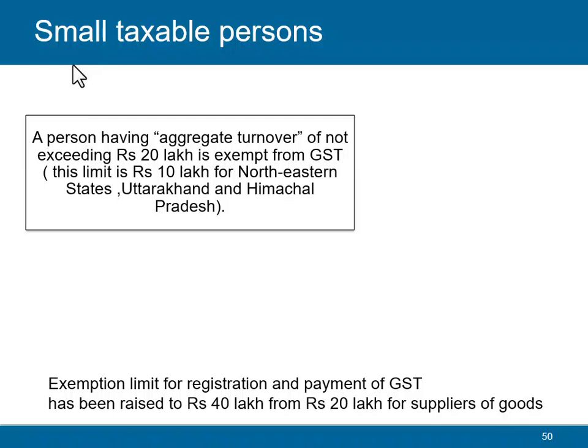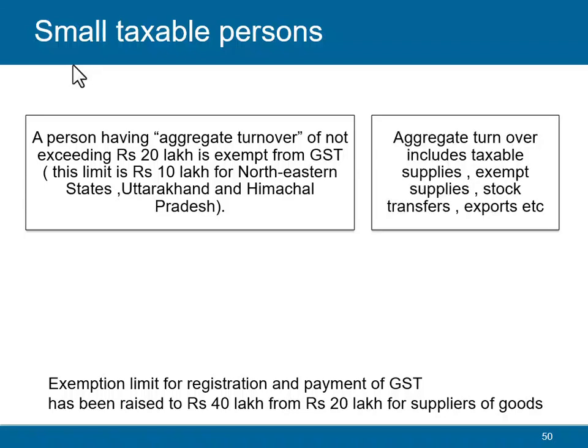A person having an aggregate turnover of not exceeding 20 lakhs is exempt from GST. And this limit is 10 lakhs for northeastern states and Uttarakhand and Himachal Pradesh. So if you are doing a turnover up to 20 lakhs, anywhere except the hilly areas or northeast, then as a businessman, you are not supposed to pay GST.